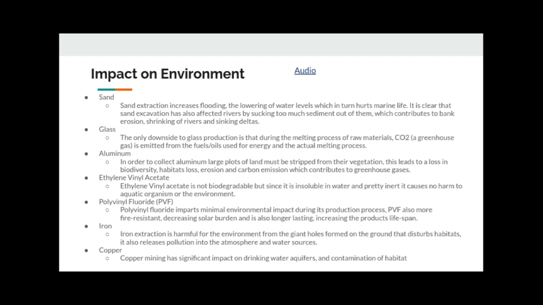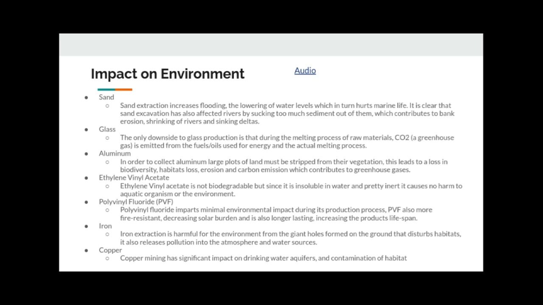The impacts of these raw materials on the environment. Sand excavation affects rivers by sucking too much sediment out of them, which contributes to bank erosion, shrinking of rivers, and sinking deltas. Sand extraction increases flooding and also the lowering of water levels, which in turn harms marine life.